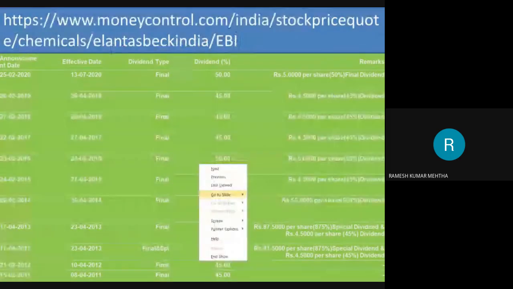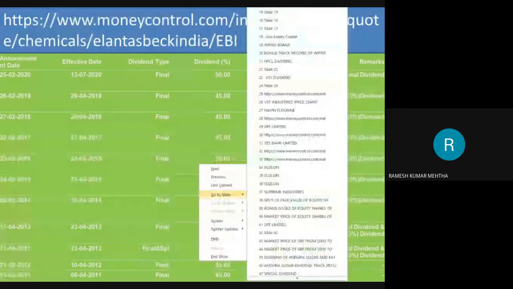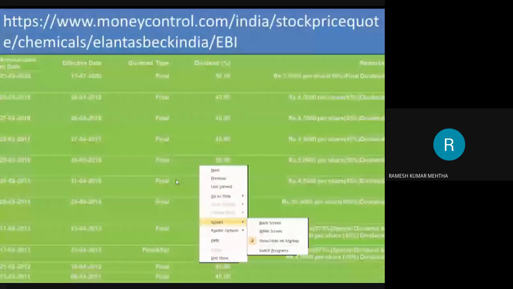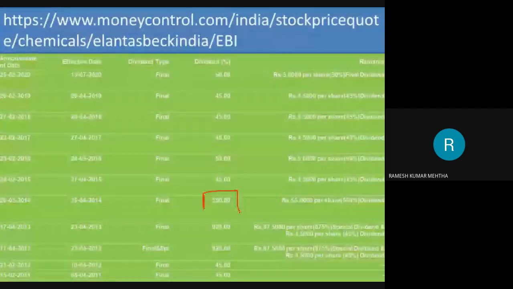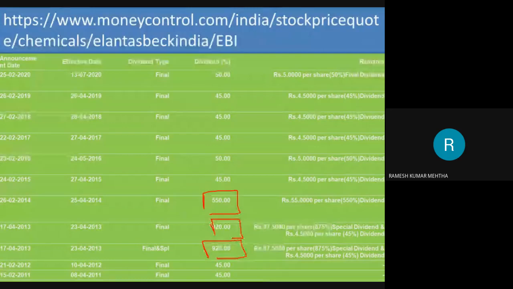Next, special dividends of Elantas Beck. Look at this, very, very important. Special dividend 550 percent, 920 percent, 920 percent. So if somebody would have invested in this and forgotten, he would have got back what he has invested from these dividends, and they have been normally rewarding the shareholders with a good amount of dividend.